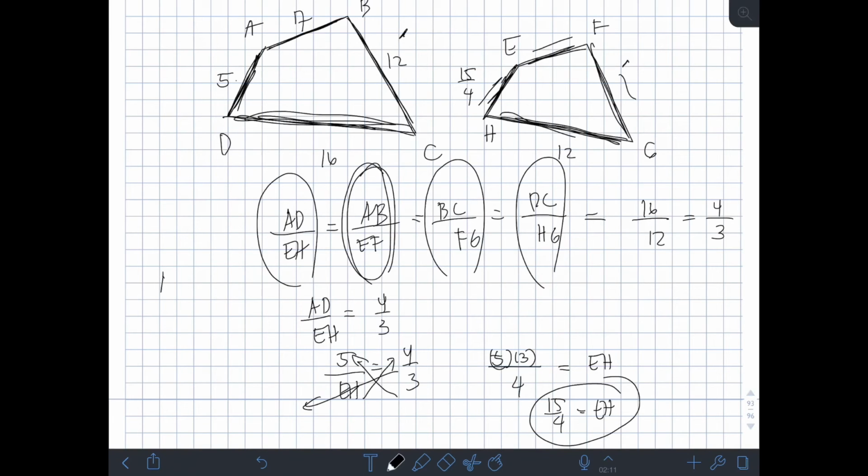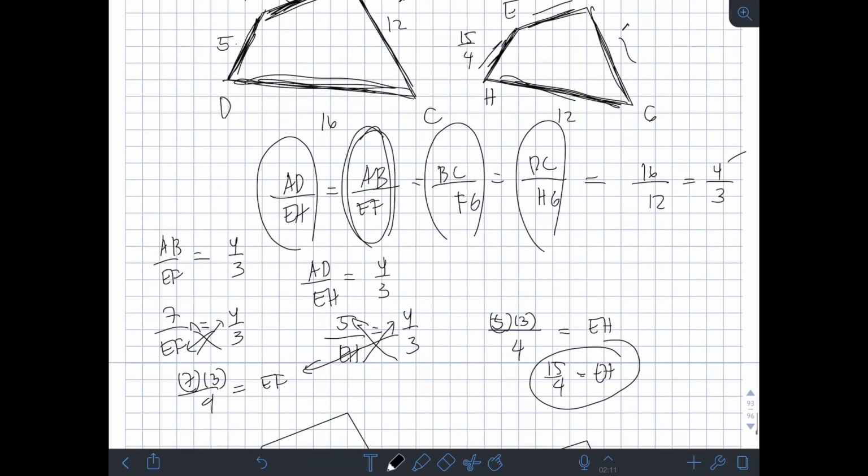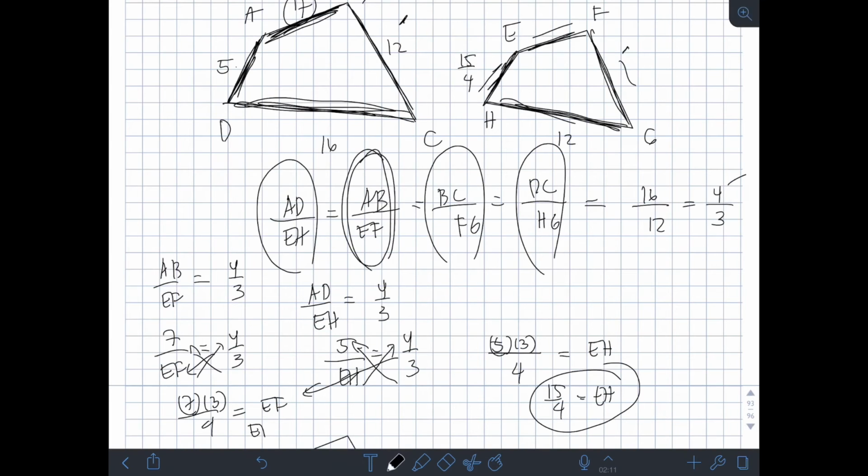Then, for AB naman over EF, equal din dapat sa 4 over 3. So, AB is given as 7. So, 7 over EF, yung unknown, equals 4/3. Cross-multiply uli. So, we have 7 times 3 over 4 is equal to EF. Or ilan yan? EF is 21 over 4. So, EF is 21 over 4.